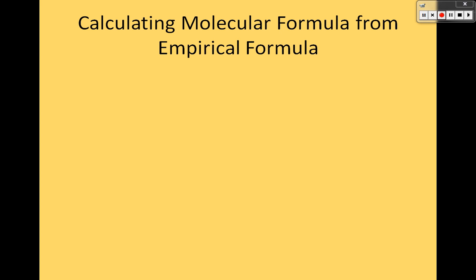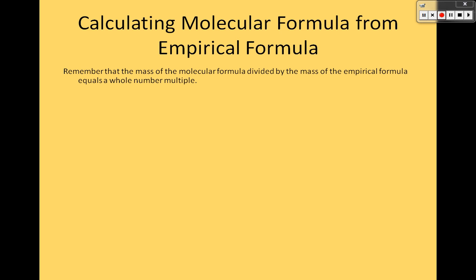So then we can link the molecular formula to the empirical formula. So we already talked mathematically about how that works. So if you remember, the mass of the molecular formula divided by the mass of the empirical formula equals a whole number multiple. So that's from a couple of slides ago. Hopefully you remember that. So let's take this example. What is the molecular formula of a compound with the empirical formula CClN, so carbon, chlorine, and nitrogen, with a 1-to-1-to-1 ratio in the empirical formula, and a molar mass of 184.5 grams per mole?